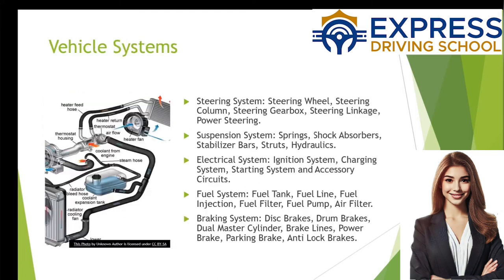So, now vehicle systems. Now inside your car you have many vehicle systems that operate, and of course you have to make sure you maintain them. But they include the steering system, which includes the steering wheel, steering column, steering gearbox, steering linkage, power steering. You have the suspension system, which includes springs, shock absorbers, stabilizers, struts, hydraulics. You have an electrical system, which includes the ignition system, charging system, starting system, and accessory circuits. You also have a fuel system, which includes a fuel tank, fuel line, fuel injection, fuel filter, fuel pump, air filter. You also have a braking system, which includes the disc brakes, brake drums, dual master cylinders, brake lines, power brake, parking brake, and anti-lock brakes.